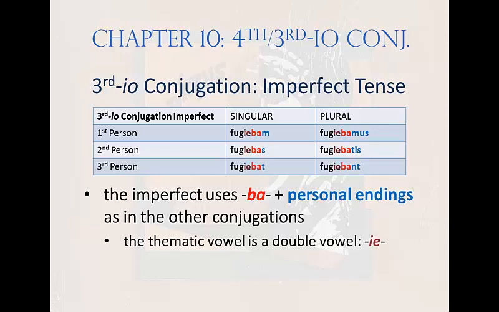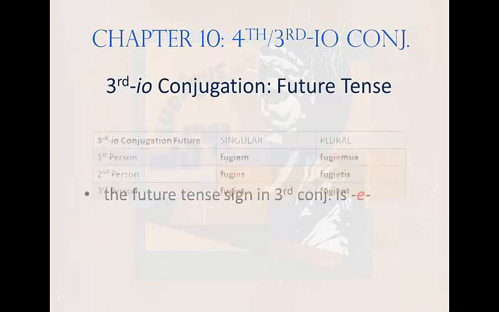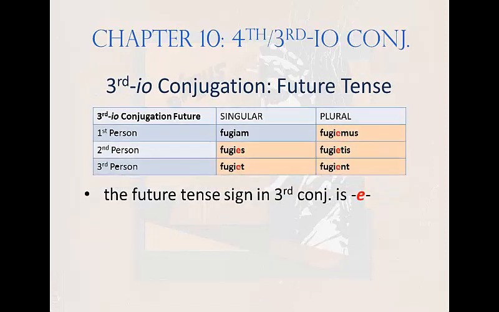On to the imperfect tense, where the excitement continues not to be. BA tense sign, double thematic vowel like fourth conjugation, translates was, used to, kept on. I can't wait to see what's next. And what's next is what's always next. The future. Maybe this will be exciting.